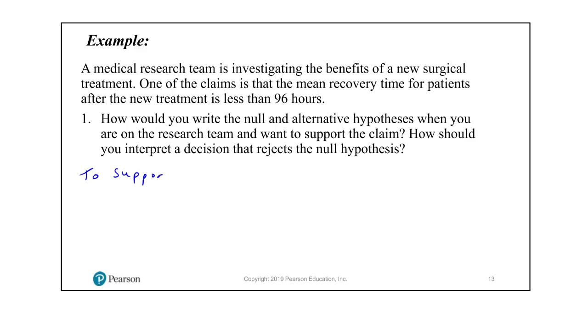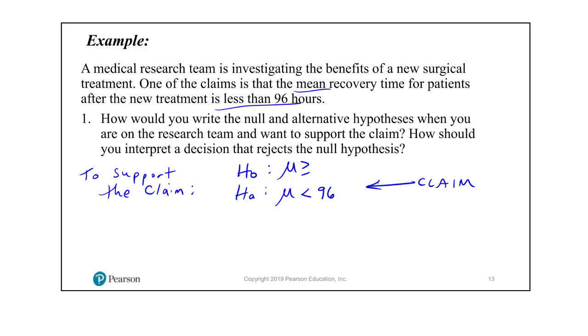To support the claim, I have to be in a support mode, meaning that the claim has to be in the alternative. So this is where the claim is going to have to be. The claim here is that the treatment mean is less than 96 hours. So that would say mu less than 96 there, mu greater than or equal to 96 there, and hence my claim is the alternative, and I get to be in the support mode.